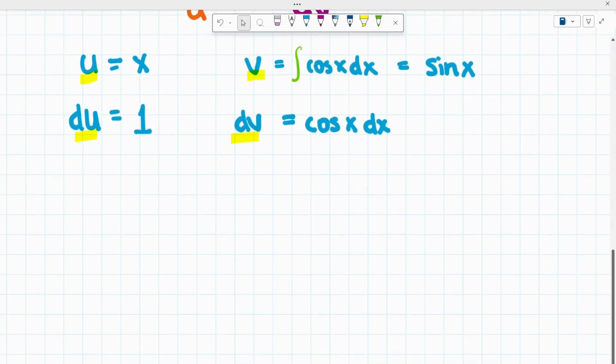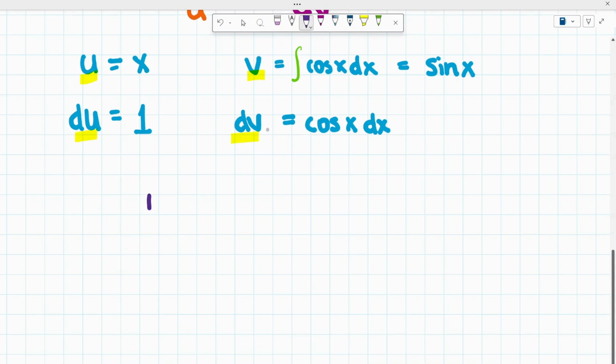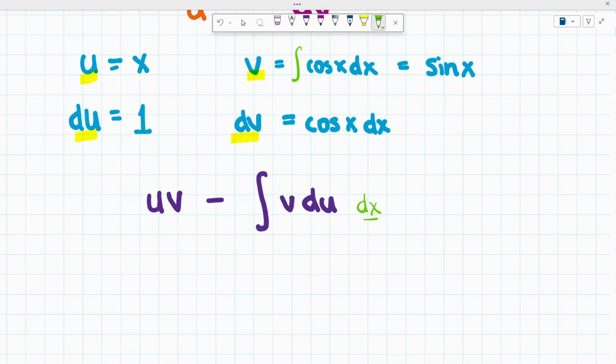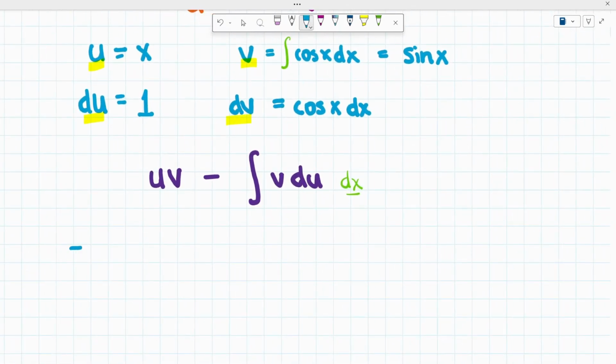So let's go ahead now and put it into our handy little equation that we learned previously. So we know that we have to take uv minus the integral of v du, and just remember that we're still integrating this with respect to dx, okay? So now all we have to do is pretty much just fill in all the blanks that we've got here. So what is our u? Our u equals x. What is our v? We have our v over here is sin x.